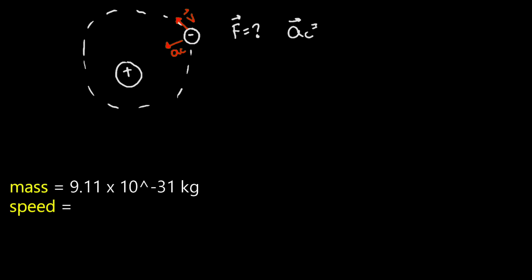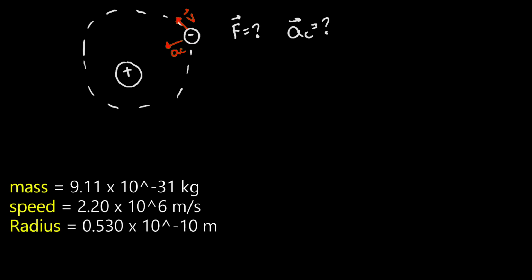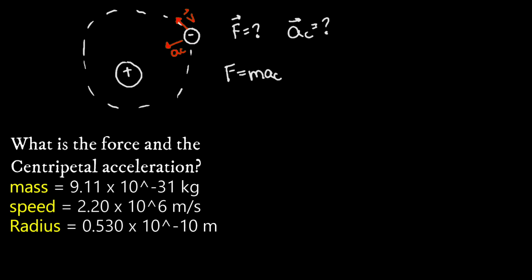Problem number 2. In the Bohr's model of the hydrogen atom, an electron moves in a circular path around a proton. We're given the electron's mass, approximate speed, and the radius. What is the force acting on the electron and the centripetal acceleration? So again, we will use Newton's second law, equation F equals ma, and the centripetal acceleration equation.